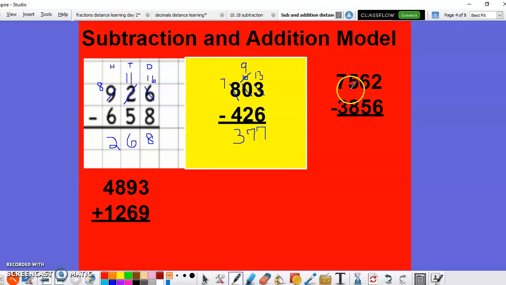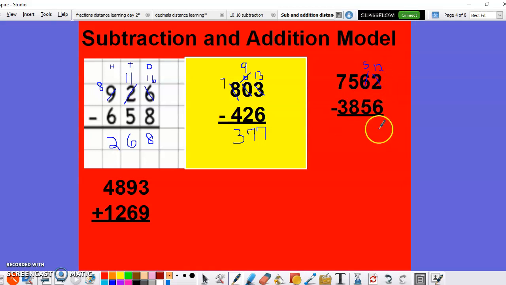And now we're coming over here. So we're doing the same thing. I've just extended out. We no longer have a 3-digit number. We have 4 digits. So we're still starting in the ones place and asking ourselves, is there more on top or more on bottom? There's more on the bottom. So I need to regroup. The 6 becomes a 5. This 2 becomes a 12.